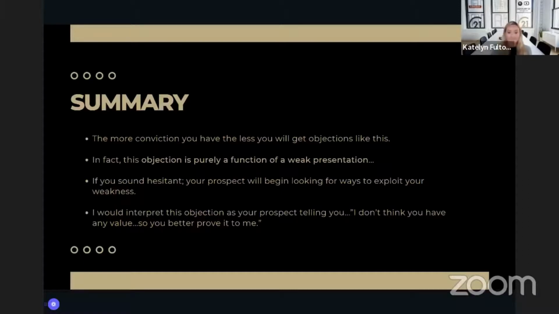If you sound hesitant, your prospect is going to begin looking for ways to exploit your weakness. I'm sure we've been into listing presentations with that husband of the group, and all he wants to do is, before you even do your presentation, he's got objections, and you're like, I haven't even started talking yet. Let me get to it. So they want to exploit your weakness. They don't like real estate agents. They don't trust us already, and they want to exploit that. It's just part of the ego as well. But if you're strong in answering those objections, then it makes it harder for them to not trust you.